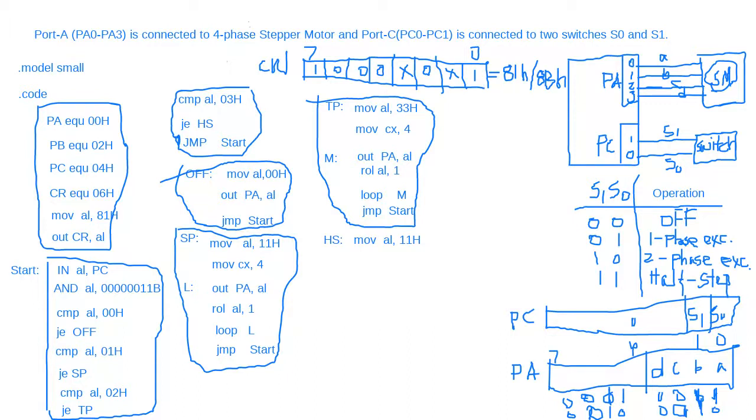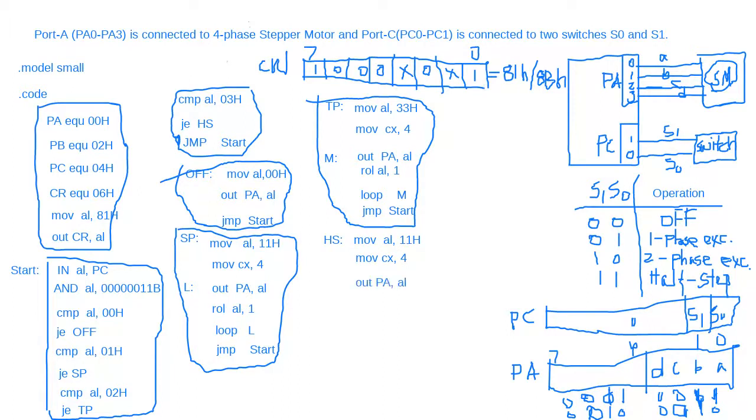Out port A, comma AL. So that means it is now in single phase mode.